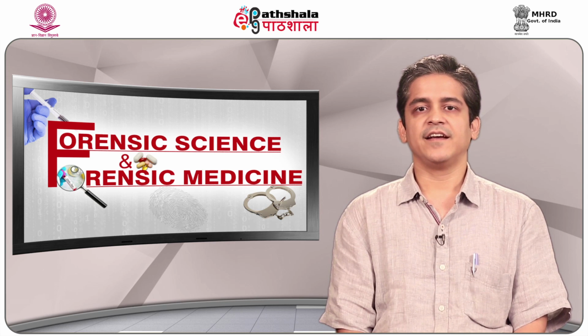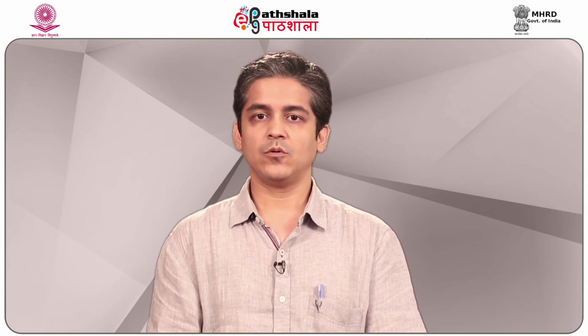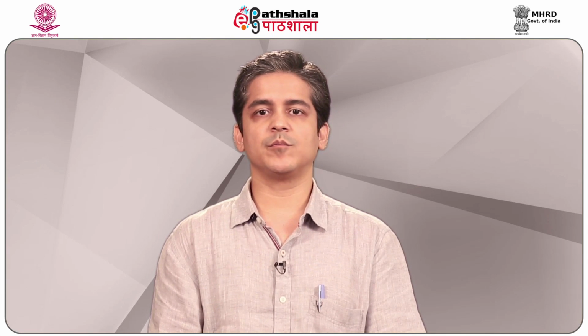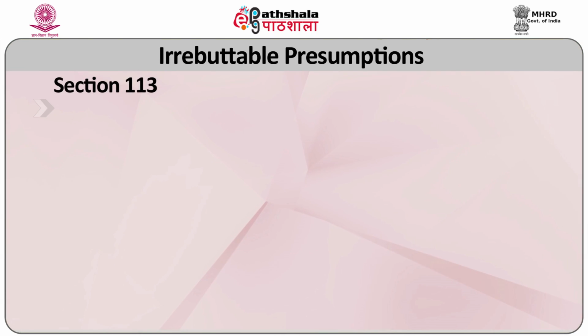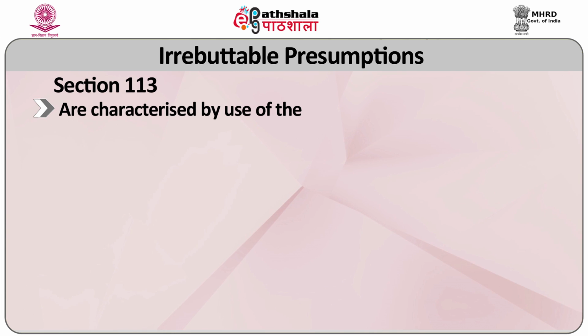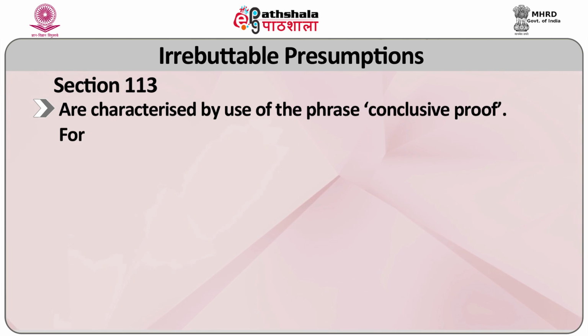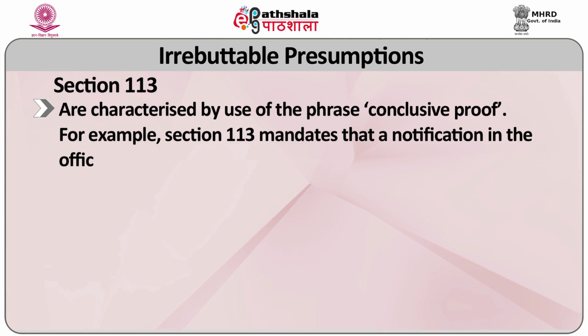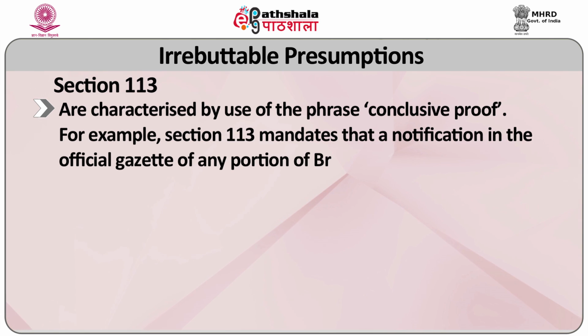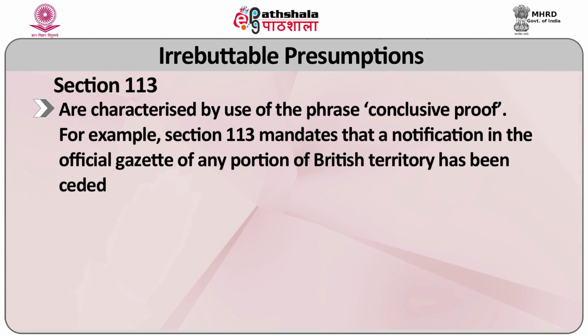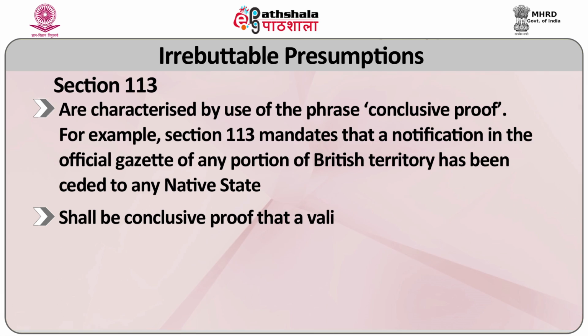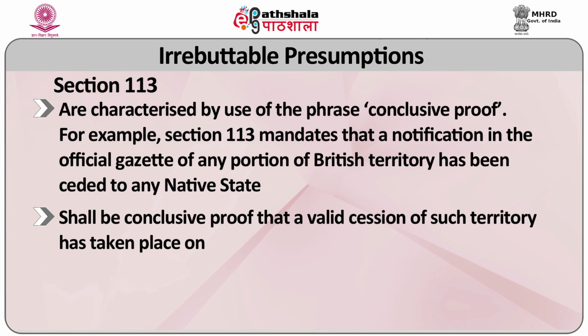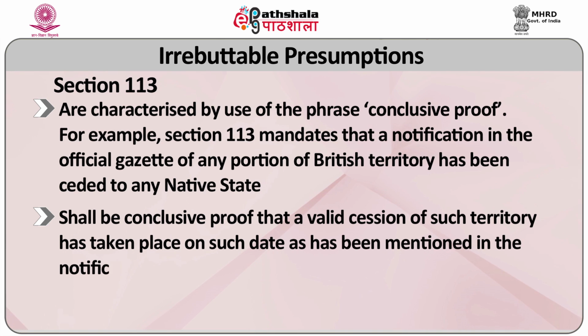Now, let us discuss the concept of irrebuttable presumptions. Irrebuttable presumptions are characterized by use of the phrase "conclusive proof." For example, Section 113 mandates that a notification in the official gazette that any portion of British territory has been ceded to any native state shall be conclusive proof that a valid cession of such territory has taken place on such date as has been mentioned in the notification.